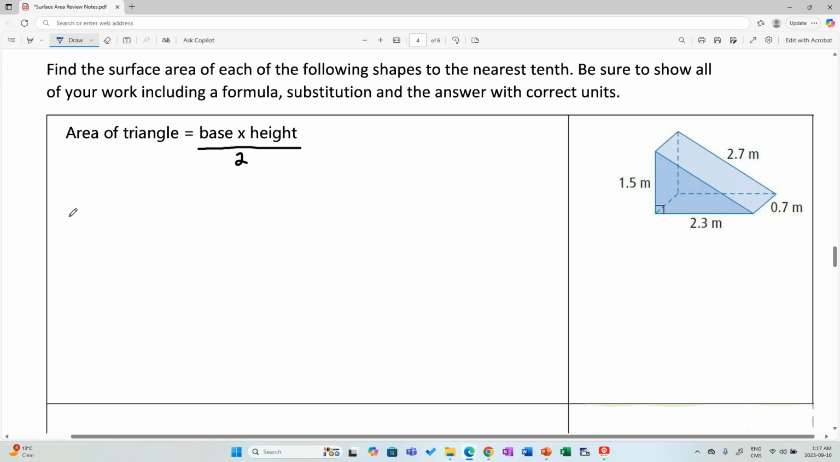Now let's look at how to find the surface area of a triangular prism. For a triangular prism, let's review first. The area of a triangle is defined as base times height divided by 2. That's to find the area of a triangle. For example, this triangle here, that's the front of the shape. That's how you would find the area.